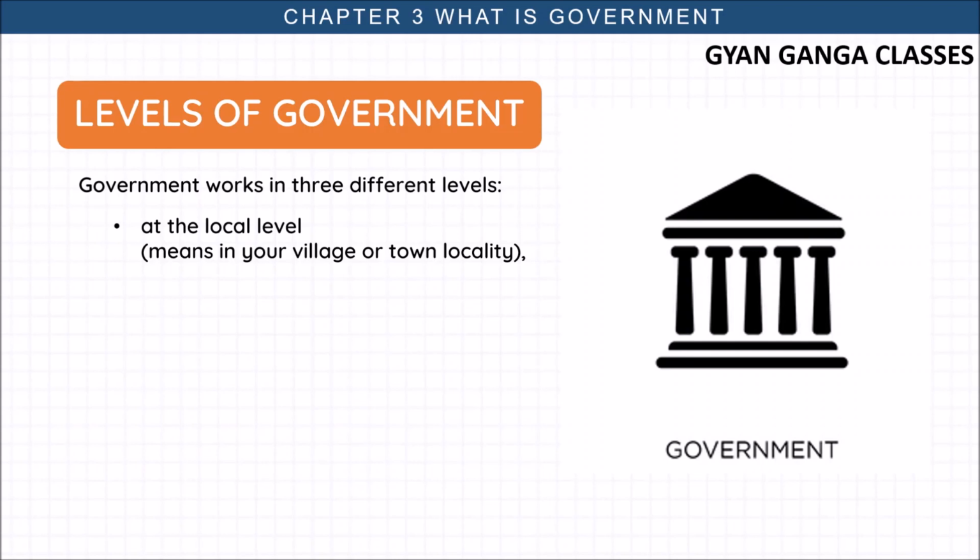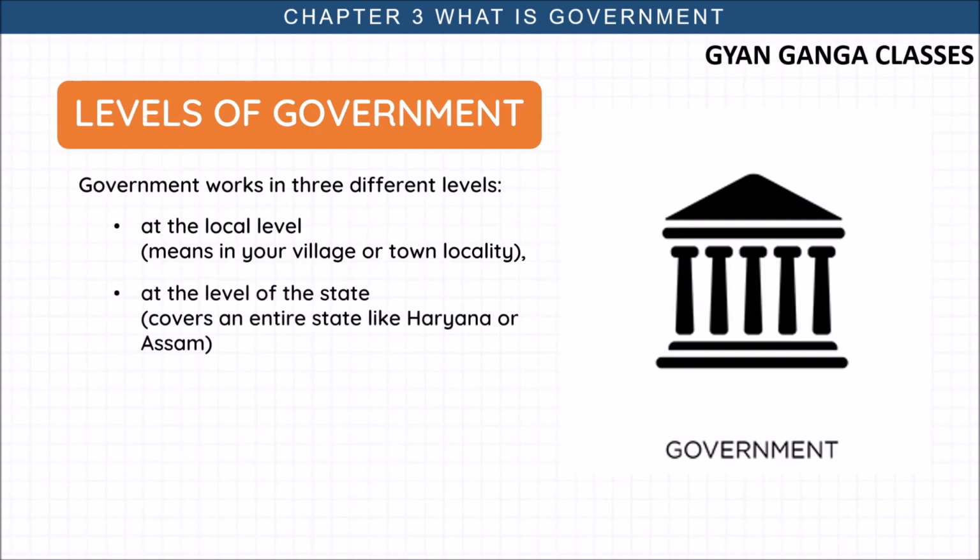It is the local level, that means village or town or city, something like that. That is the local level government. Then there is the level of state. State, like in India, we have so many states. So the state of Uttar Pradesh or Andhra Pradesh or Rajasthan have different state level governments.